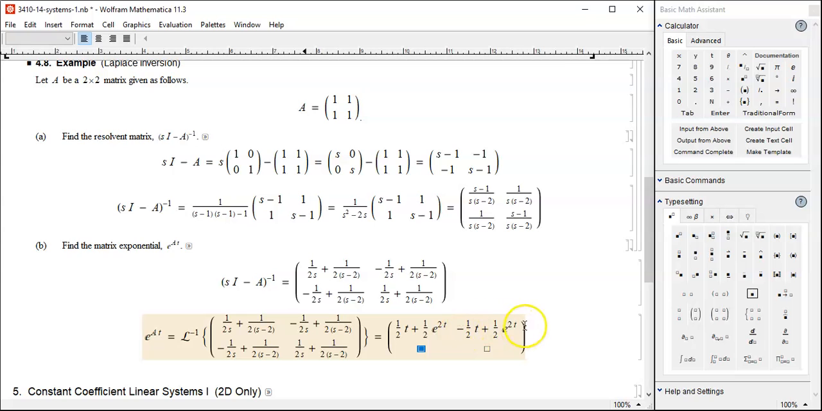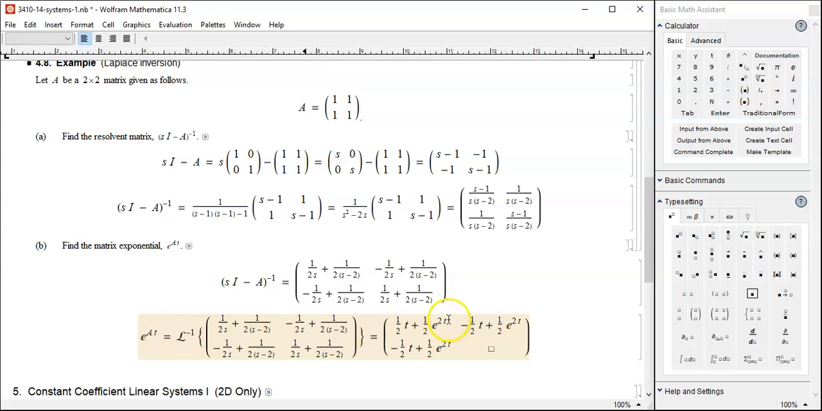How about this one? Actually the same thing, so I can just copy and paste this one here. Same thing, so I can copy and paste here. And that is the matrix exponential that I want.